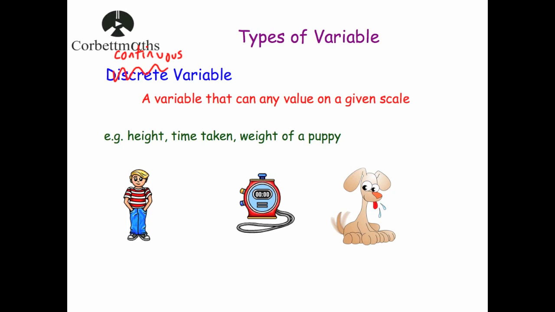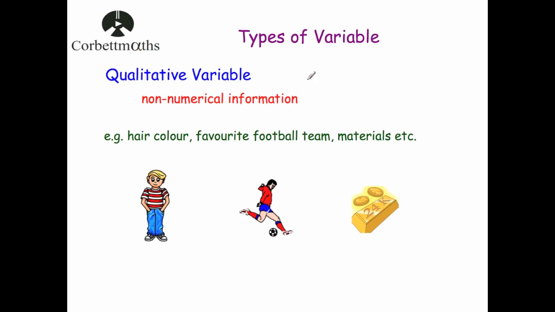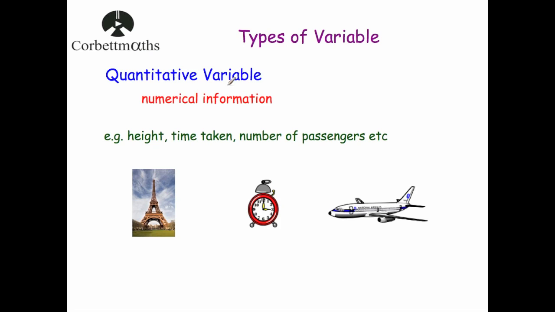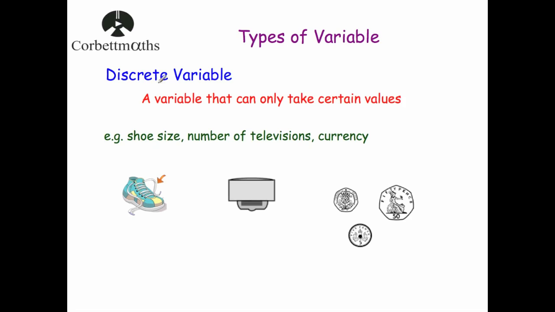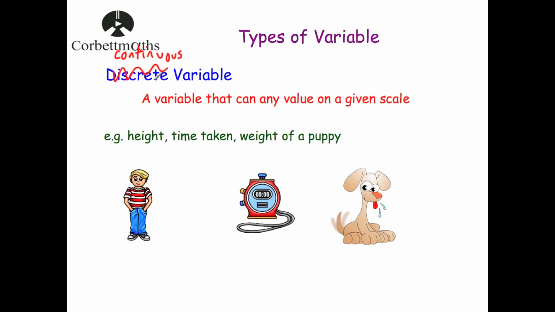And that's it. So the four main types of variable that you need to know for S1 are qualitative variables, so non-numerical; quantitative, they are numerical pieces of information; discrete variables, they're values that can only take certain values; and continuous variables, and they are variables that can take any value on a given scale. And that's it.